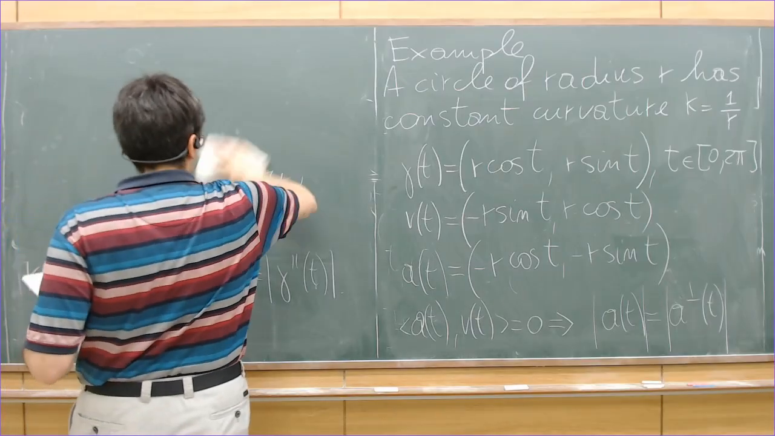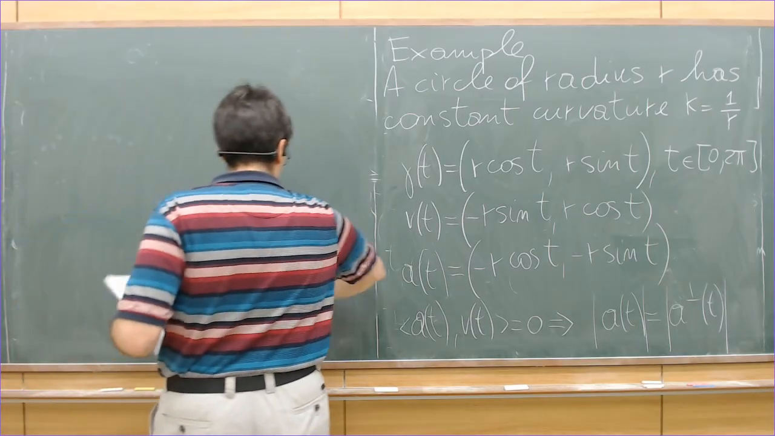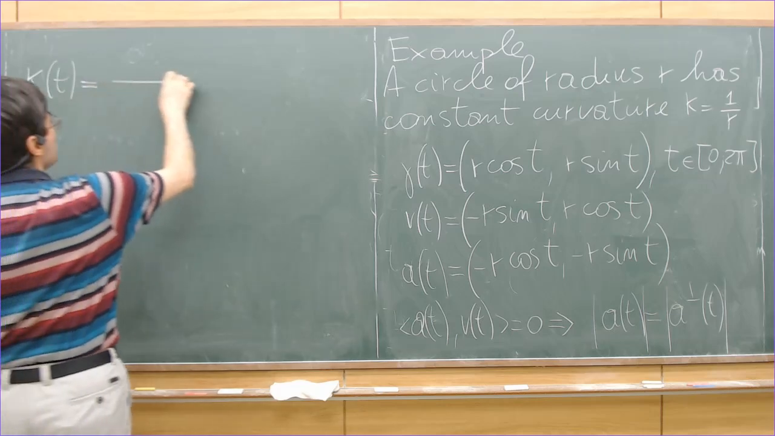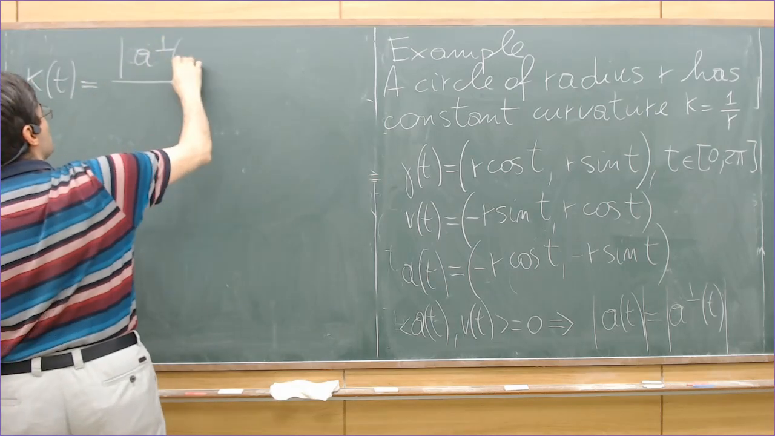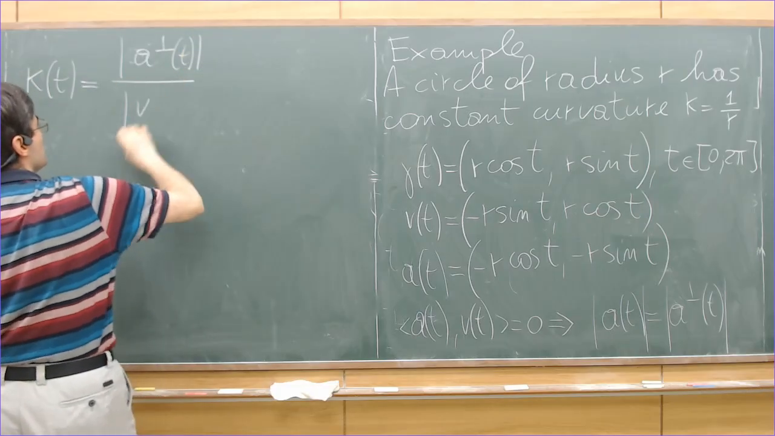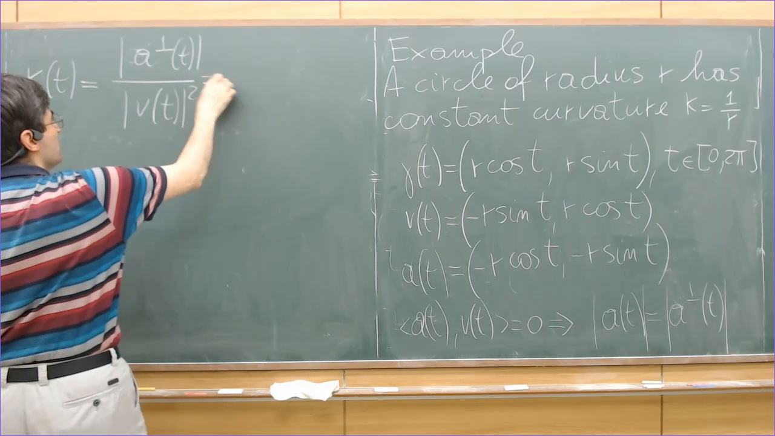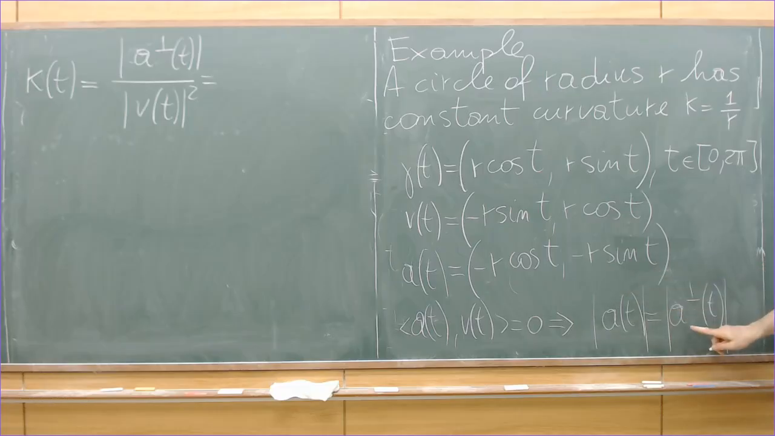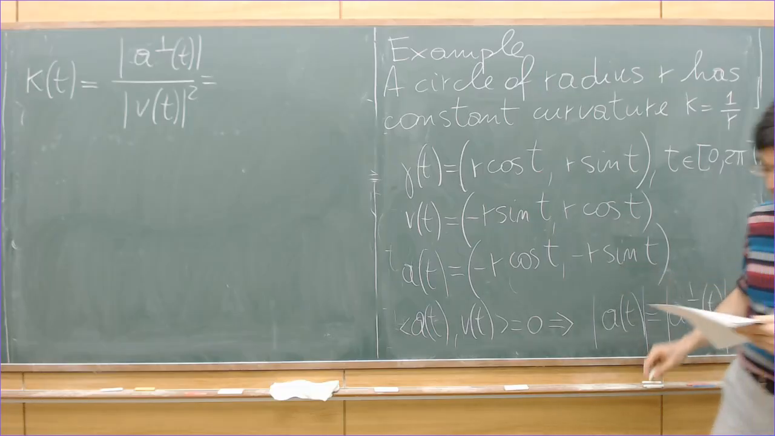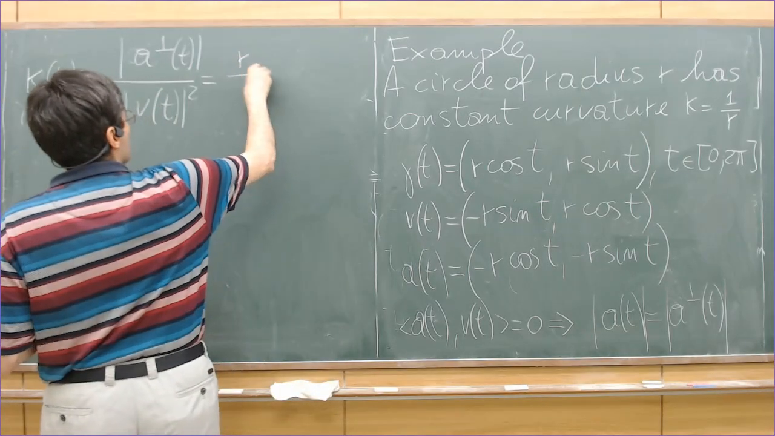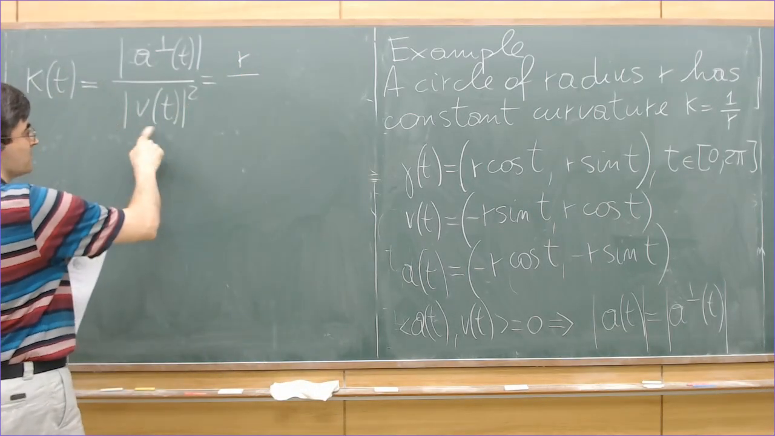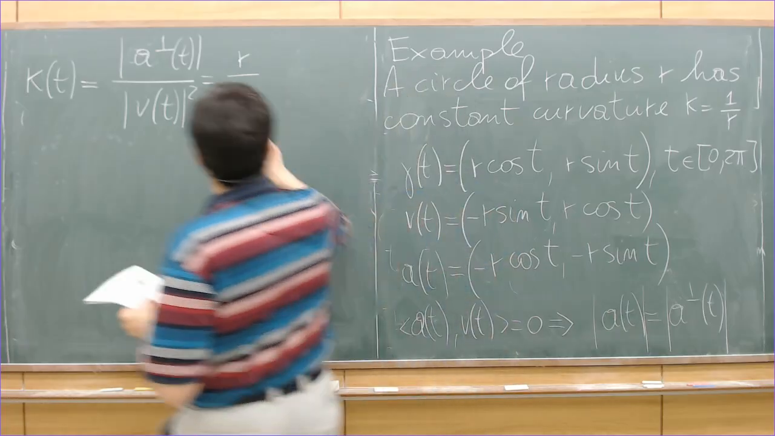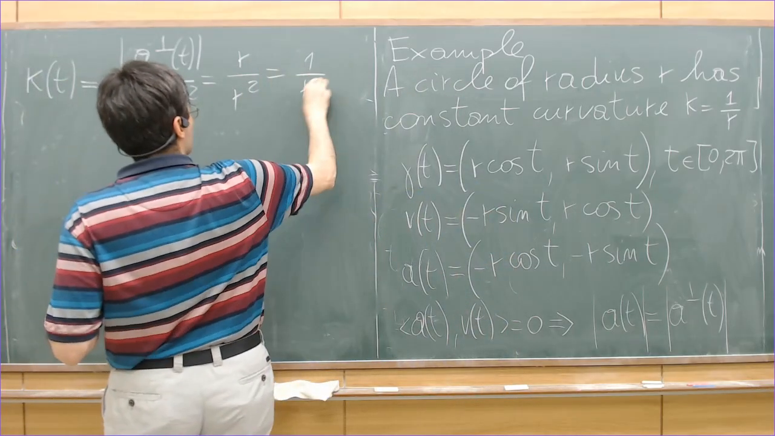Now it remains to use the definition of curvature. So k of t is the quotient of the length of a orthogonal of t divided by the length of v of t squared. But the length of this vector is given by r, and the square of the length of this vector is given by r squared. The result is 1 over r.